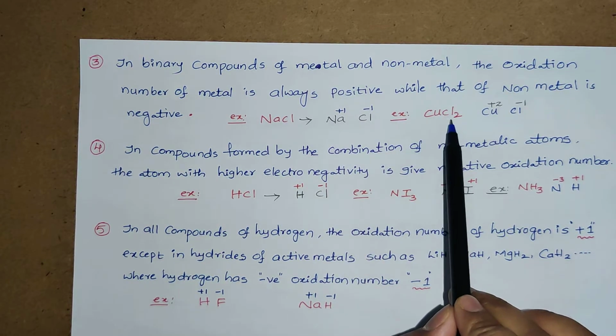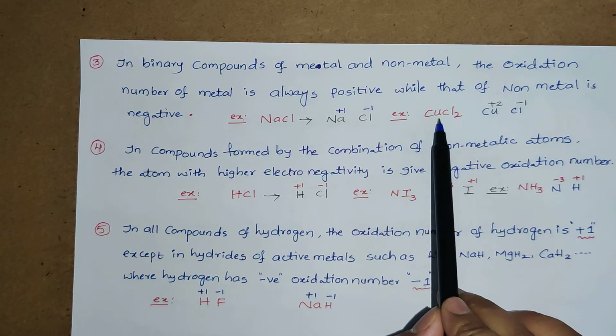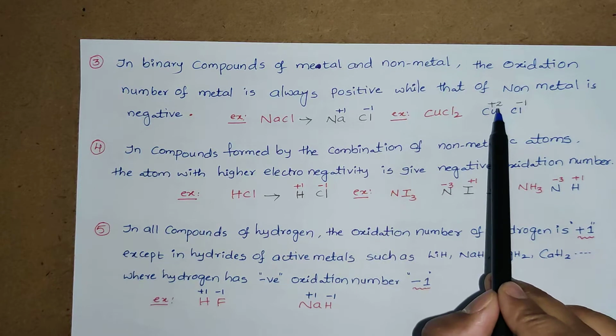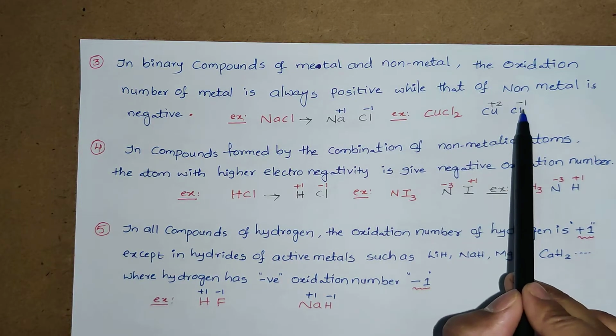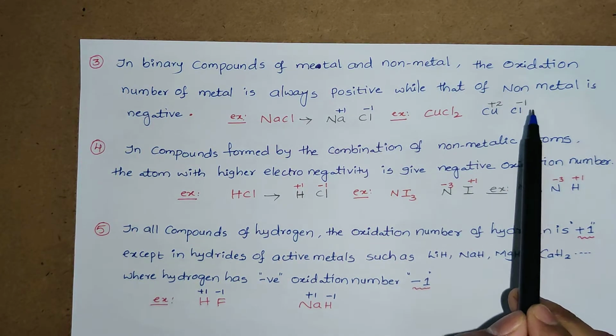Copper chloride is a combination of copper and chlorine. Copper is a metal, it shows a positive oxidation state of +2. Chlorine shows the negative oxidation state -1.